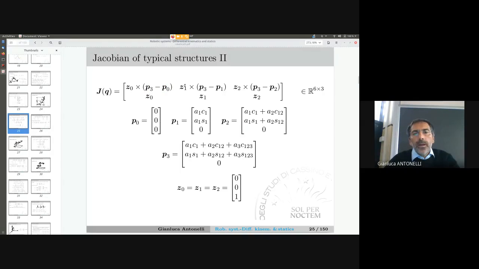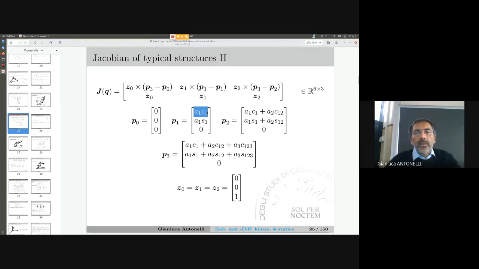Second column, now i minus one is one, P3 stays three, because this is the point I'm interested in, P3 minus P1, and then it follows easily for the last column. Now, this Jacobian is 6 by 3, okay? P0 by construction is this one. P1, P2, and P3 can be easily computed by direct kinematics numerically, but since this structure is very simple, I can write it down symbolically.